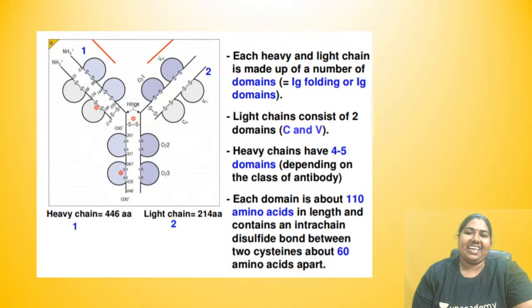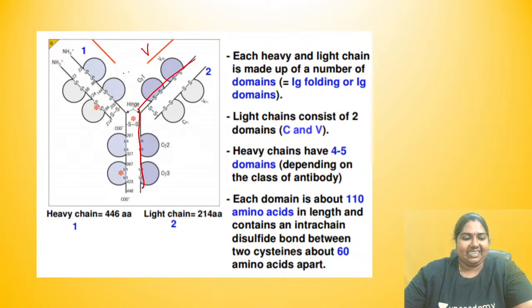Each heavy and light chain is made up of a number of domains. If you take this, it is going to contain a variable region and a constant region. So this is the domain. This is the heavy chain, and the heavy chain is going to contain the variable region and the constant region.